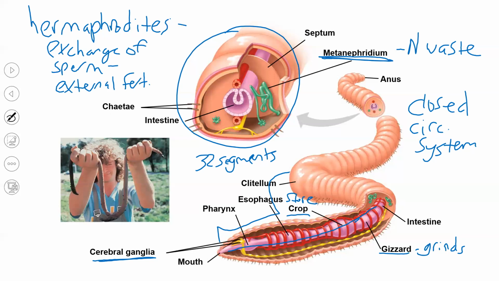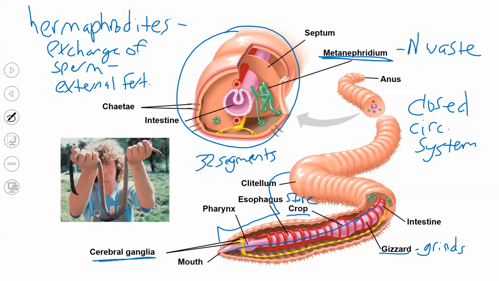So they'll come together and exchange sperm, and they release the sperm, and then a kind of cocoon forms around the clitellum, and it moves down through the body. The eggs are fertilized as the cocoon moves down and then released into the environment. So they're not taking care of their eggs or anything like that. And they hatch out as little teeny worms.